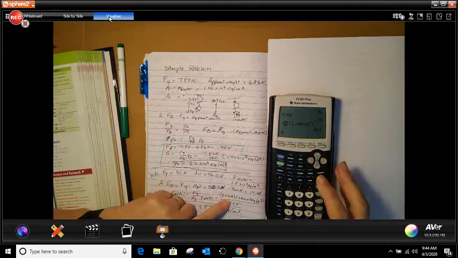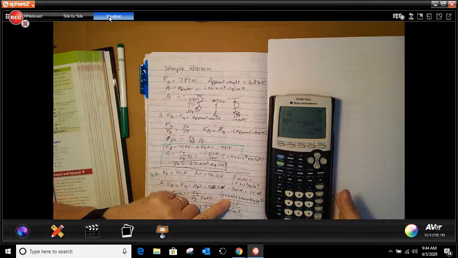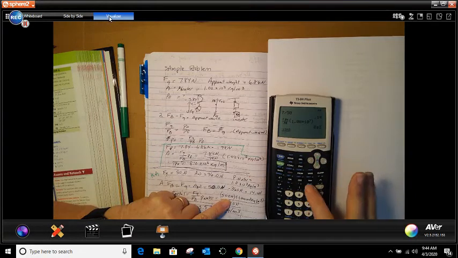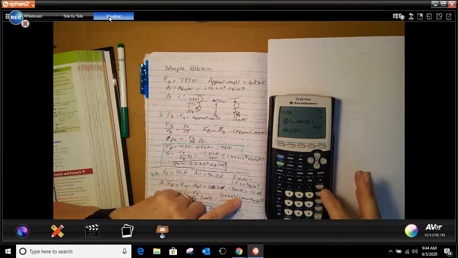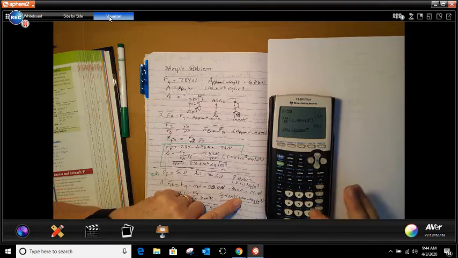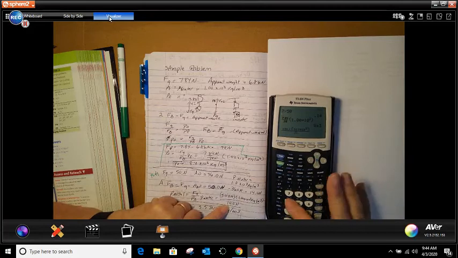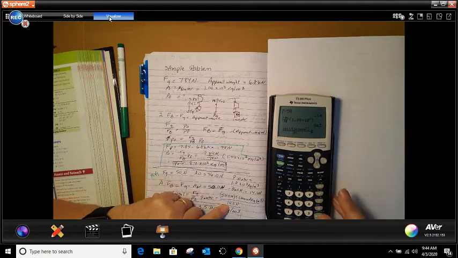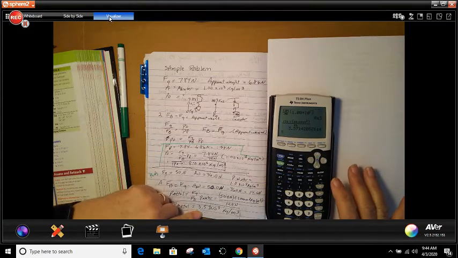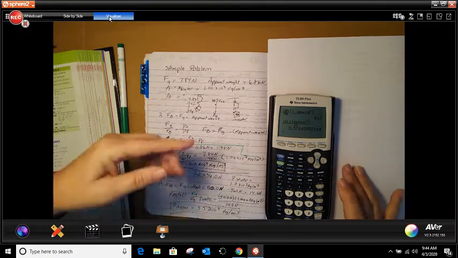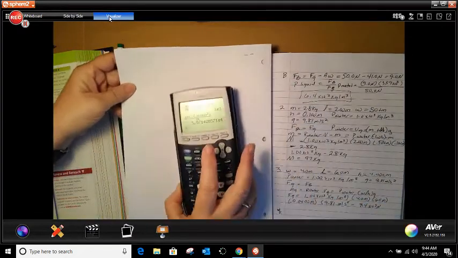So we're going to do our alpha y, enter, and we're going to do open bracket 50, close bracket, open bracket 1.00 times 10 caret 3 over, close bracket, down 14, over, and enter, and I get 3.5 times 10 to the fourth power.